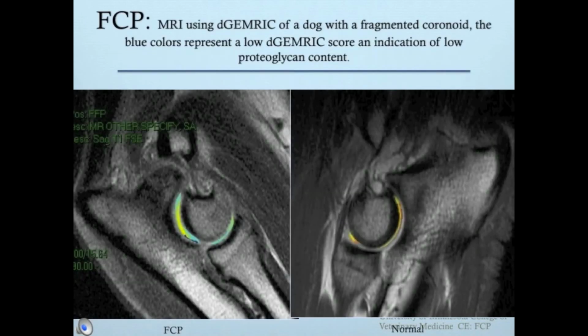These images demonstrate delayed gadolinium-enhanced MRI of cartilage, or dGEMRIC. MRI techniques like dGEMRIC and T2 mapping estimate the proteoglycan or GAG content of the cartilage and have been used as an outcome measure in some clinical investigations because it has been demonstrated that a poor biologic cartilage score is associated with a poorer clinical prognosis. These methods are also a more precise way to monitor the progression of arthritis.